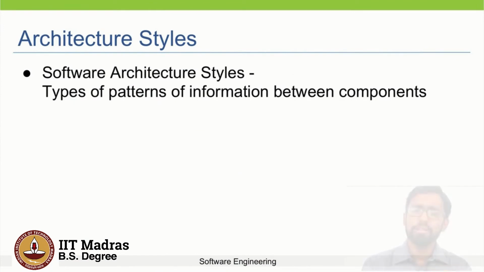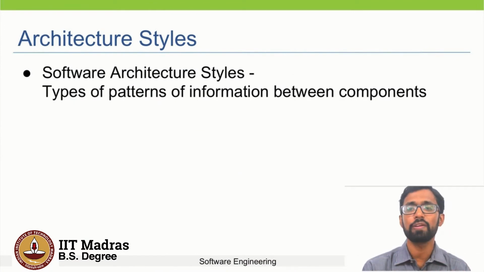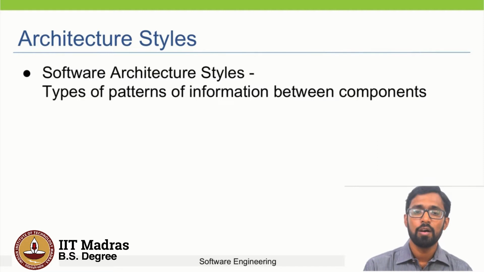So if you have noticed, this client server type of system, which is like a Google search engine, is different from a compiler system, which is a pipe and filter type of system. So the interactions which the different components have with each other are different. So in a client server model, the client and server communicate with each other through requests and response. Whereas in a pipe and filter type of system, data is passed from one component to the other. So these types of patterns of information between different components are known as software architecture styles. So let's look at some more examples to highlight this concept.